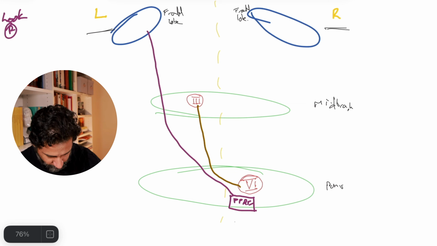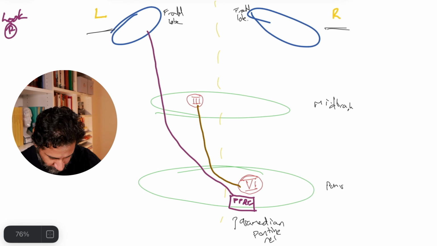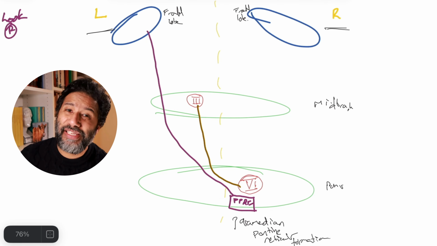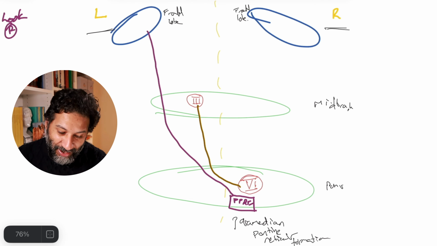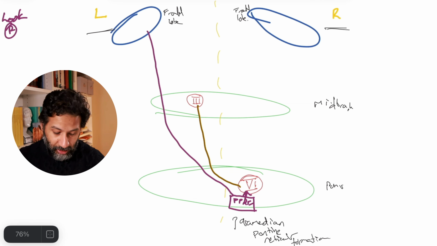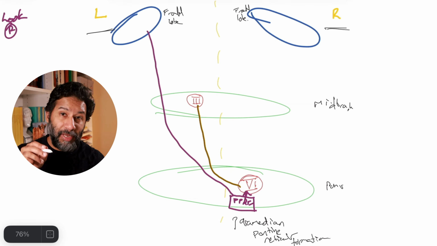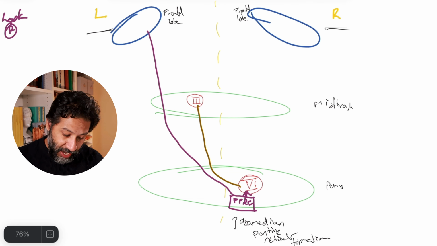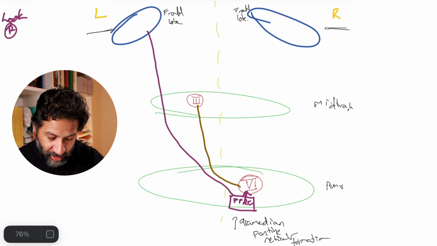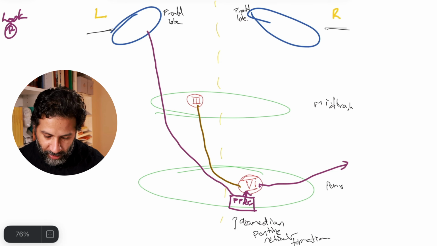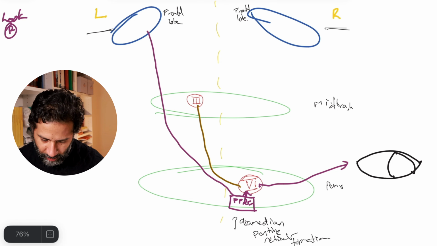And that stands for the paramedian pontine reticular formation. Paramedian pontine reticular formation. As always, please excuse my horrendous drawings here. From the PPRF, the pathways then make their way to the 6th nerve. So PPRF, and then it goes to the 6th nerve. So we're going from the posterior aspect, paramedian, in the posterior aspect of the pons, and it goes to the 6th nerve. From there, the nerve fibers of the 6th nerve are triggered, and that goes out to our eye, and our eye looks right.